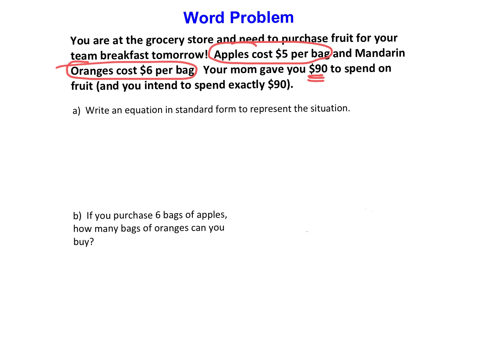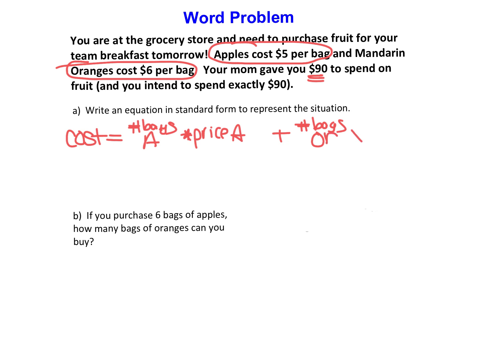Here we can see that we're calculating cost. Our cost, which I'm going to write out, is calculated by taking the number of bags of apples times the price of apples added together with the number of bags of the oranges times the price per bag of oranges. So that's really how we calculate our cost in this situation.